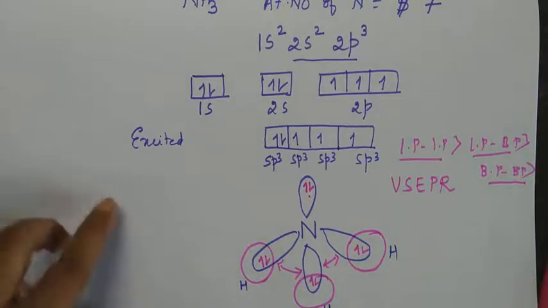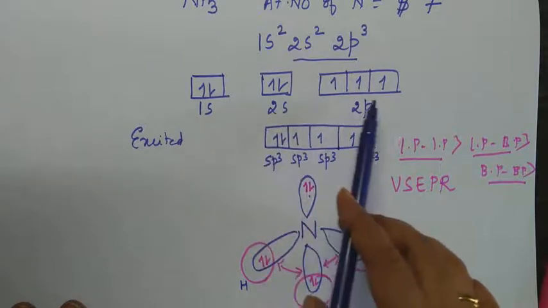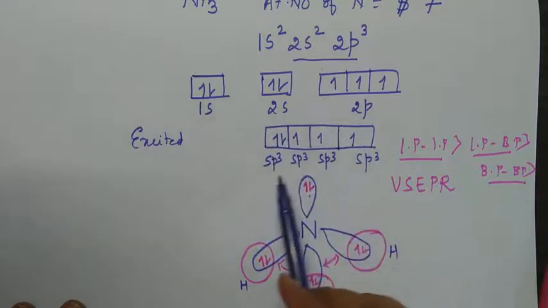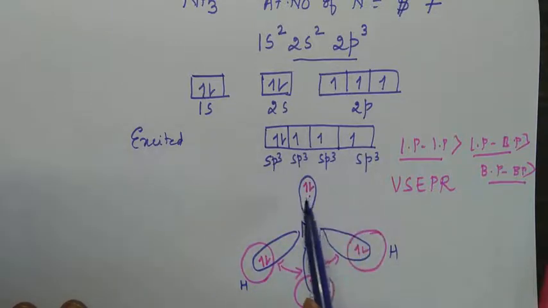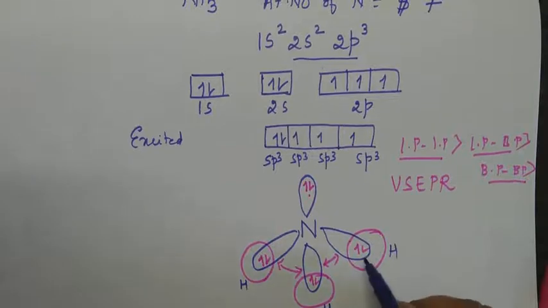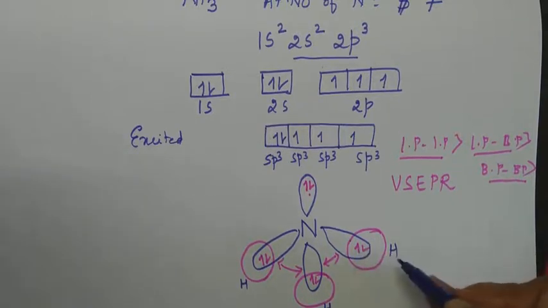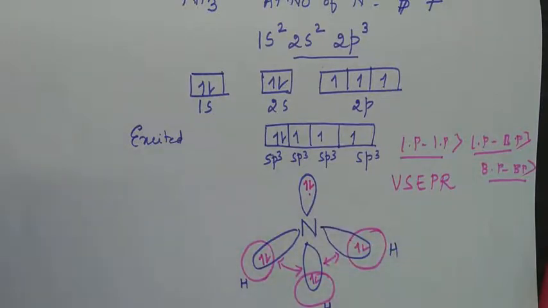Hope you have understood. Once again I will explain. The outer electronic configuration of nitrogen is 2s2 2p3. So the s orbital and p orbitals mix together to form 4 sp3 hybrid orbitals. And how many electrons are they having? They are having 5 electrons. So one is a lone pair, the others are bond pairs. The bond pairs overlap with hydrogen atoms to form nitrogen-hydrogen sigma bonds, and the lone pair is left alone as it is. Because of lone pair, bond pair repulsion, the bond angle decreases from 109 degrees 28 minutes to less than that.